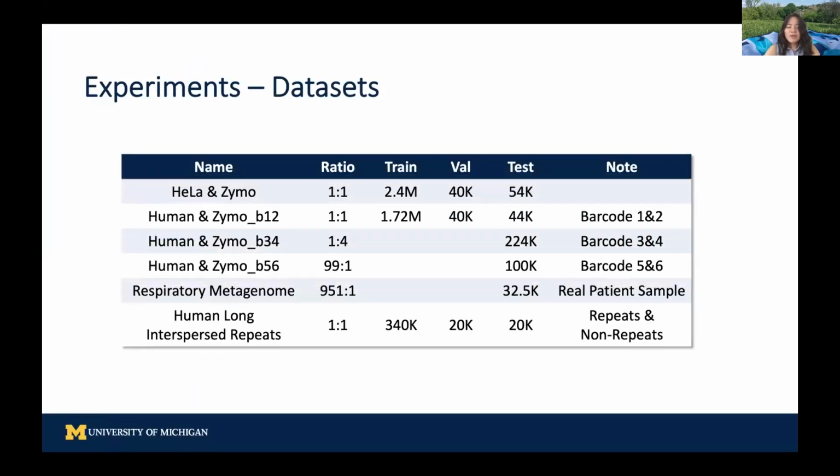To test the performance of SquiggleNet, we generated 4 experimental data sets containing a mixture of human and bacterial DNA from the Zymo community. For the first data set, we achieved the ground truth labels through Minimap2 alignment. For the other 3 data sets, human Zymo barcode 1, 2, 3, 4, and 5, 6, we used the barcode to avoid systematic error from the alignment algorithms and obtained reliable ground truth species labels this way.